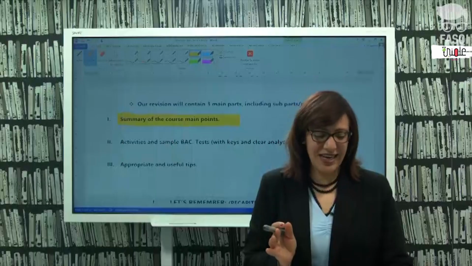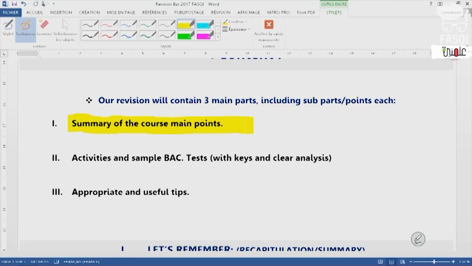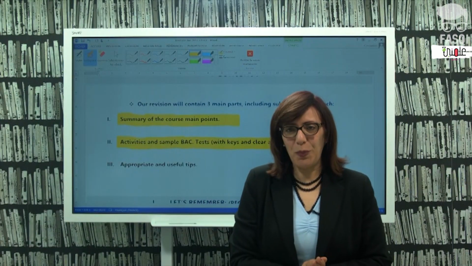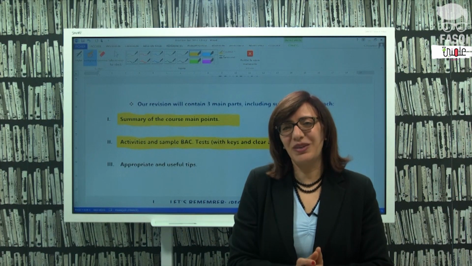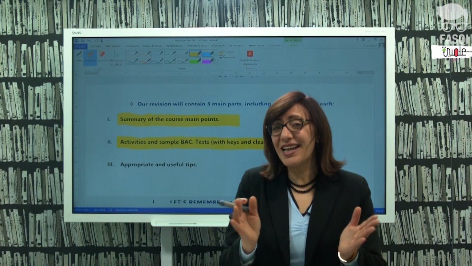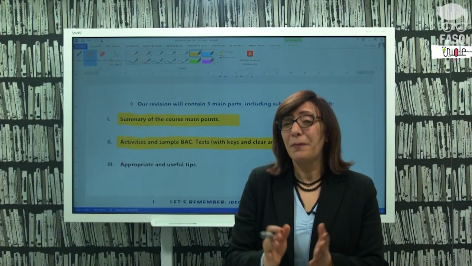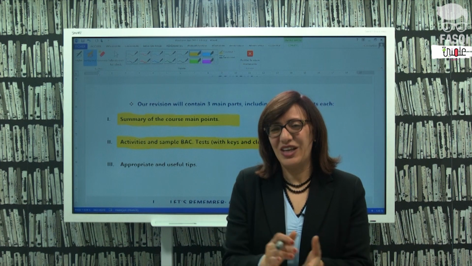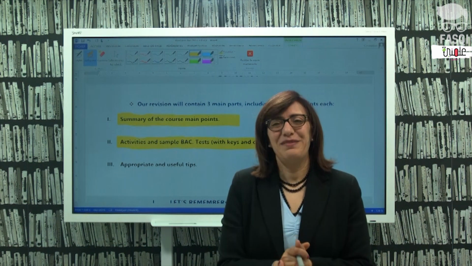Next, as follows, you see here, we're going to have a second big part that many pupils are apprehensively waiting for, which is going to be based on main activities and samples of back tests and back exams, along with what we call keys, answers. Here we are going to present different samples from different back exams, tests, that your friends and pupils like you took in previous years.